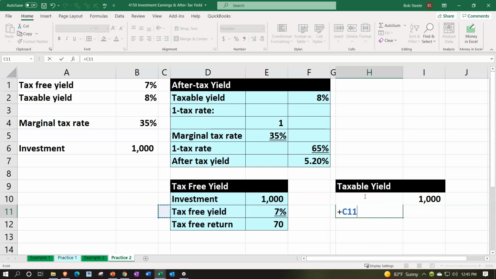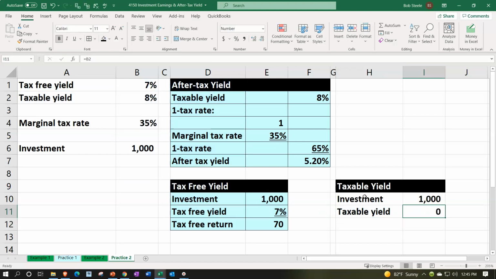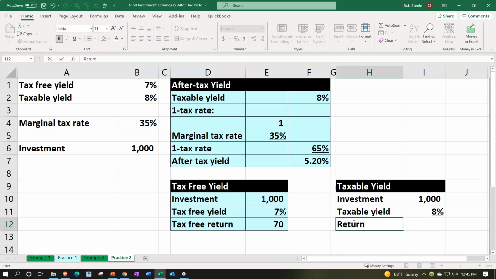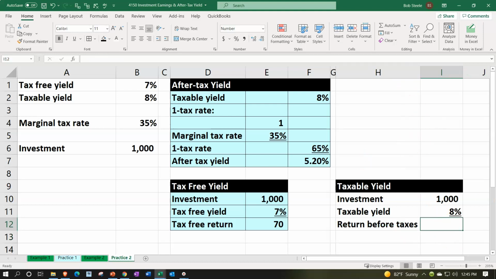Now we've got the yield, which is going to be the taxable yield, which is now 8%. So we get the more on the yield here. If we had a $1,000 investment, number group, percentifying that, font group, and underlining it, that would be the return before taxes. Return before taxes would be equal to the 1,000 times the 8, $80.